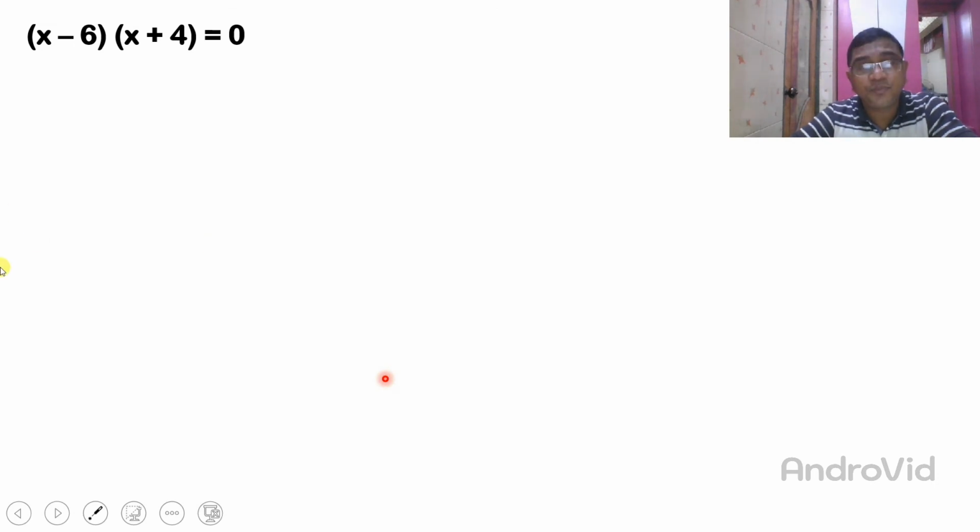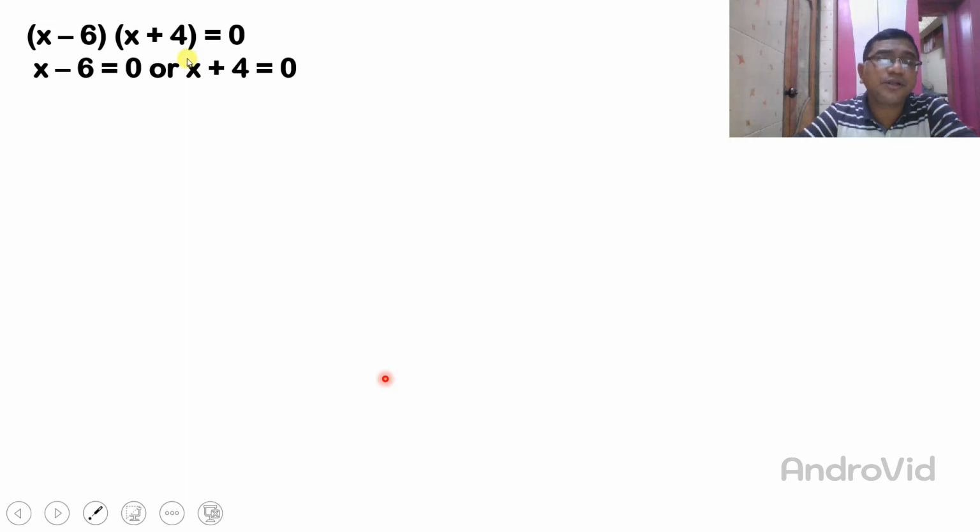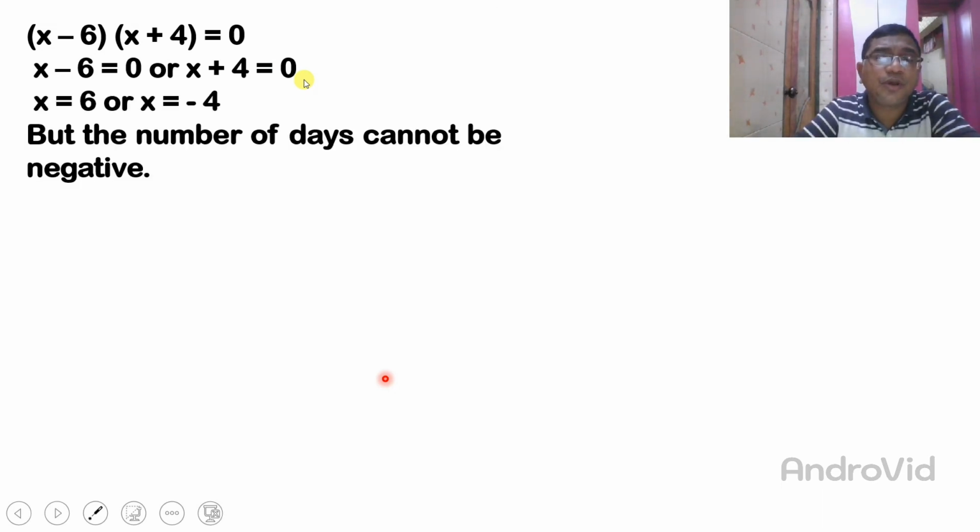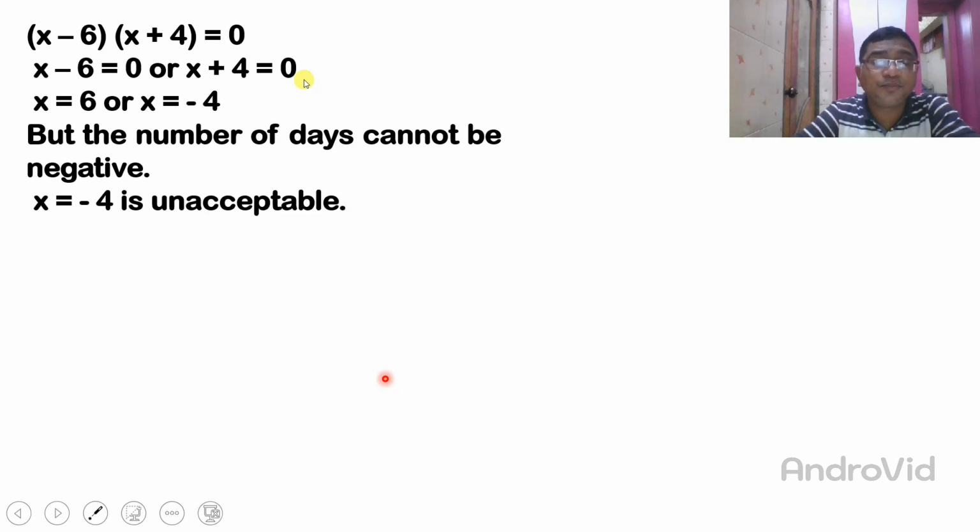So x minus 6 and x plus 4 is equal to 0. First condition, x minus 6 is equal to 0, and x plus 4 is equal to 0. Minus 6 goes across as plus 6, so x is equal to 6. Plus 4 goes across as minus 4, so x is equal to minus 4. A negative answer is not possible, so minus 4 is not acceptable. So x is equal to 6, that is acceptable.